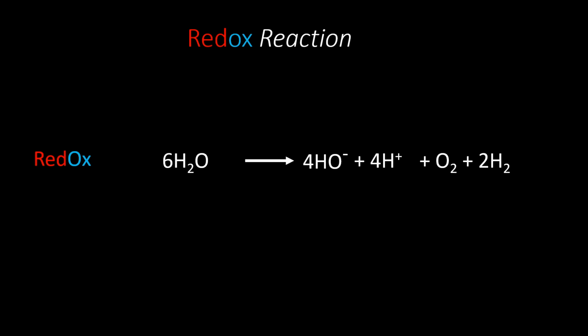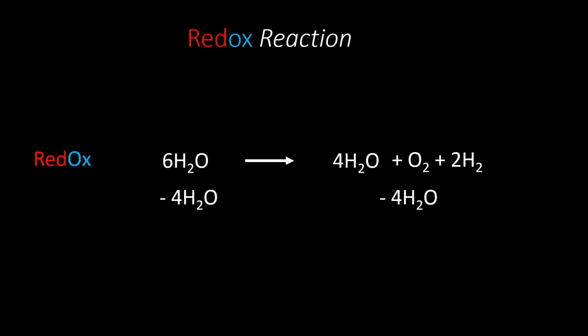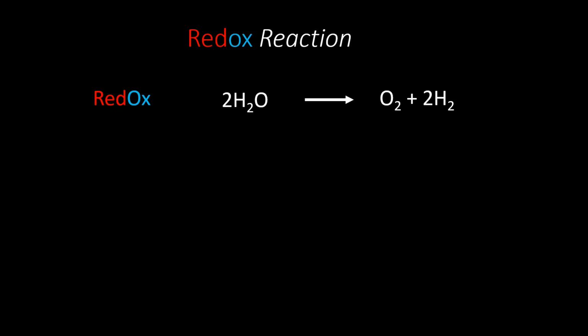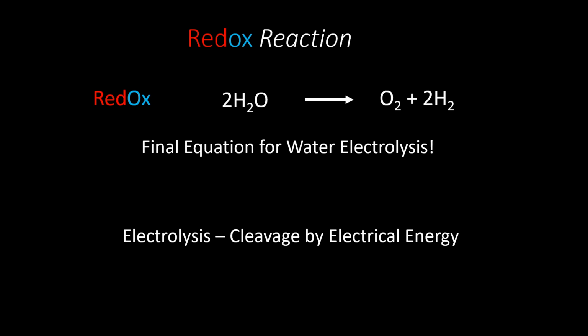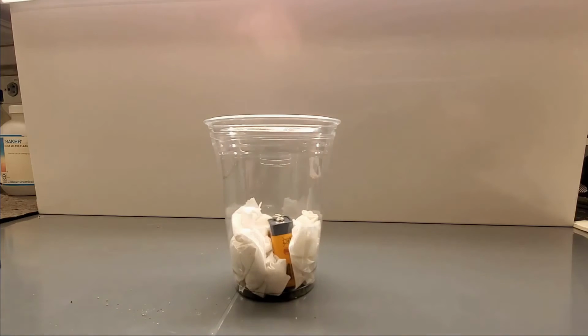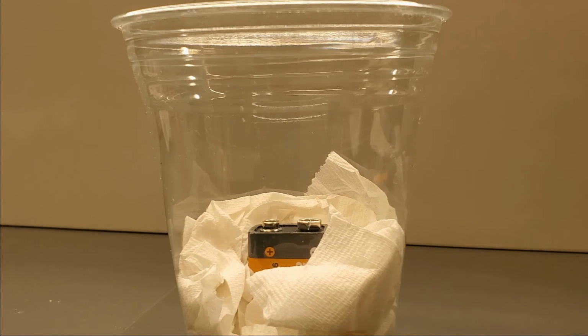We can then also start to combine the products that formed at the anode and cathode, as they're not separated anymore. When they're mixed, we combine our protons and our hydroxide anions and we form water. And after we subtract the water we made at the end of the reaction, we have our overall redox reaction, which in this case is known as water electrolysis. Electrolysis is a reaction where we cleave molecules with electrical energy. And today, we're going to be trying an electrolysis of our own.